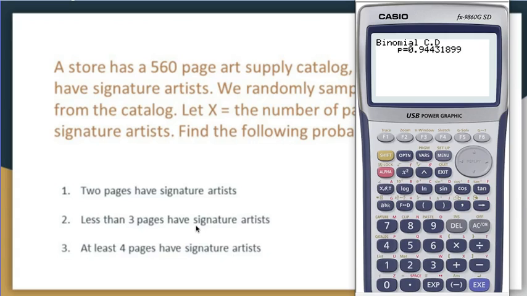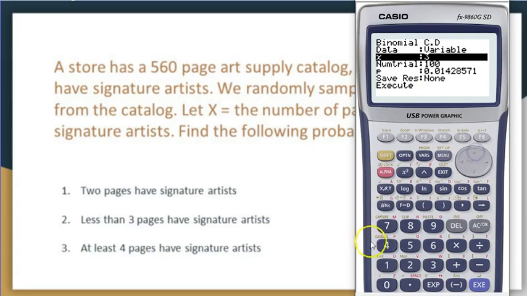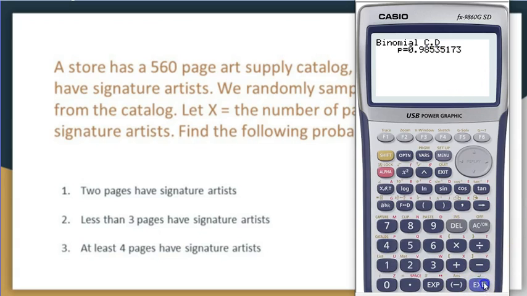All right. And then at least 4 pages have signature artists. So I'm going to press exit. So I'm going to go back. I'm going to change my X to 4. All right, because I want 4, at least 4 pages. Everything else can stay the same. My number of trials and my P is still the same. Okay, now the calculator says 0.9854 when I round it. Okay, that is the probability that less than 4 pages have signature artists.